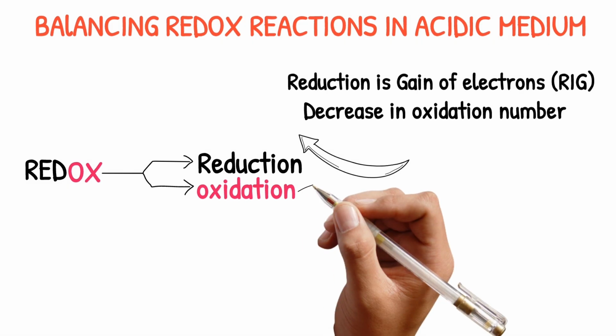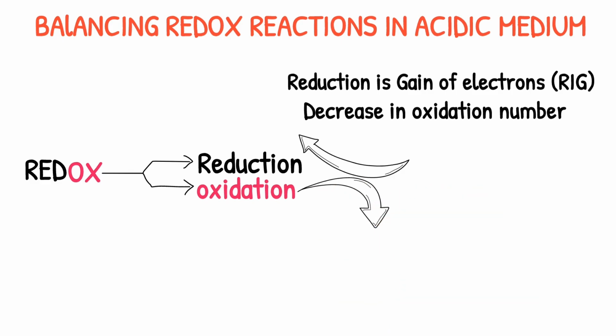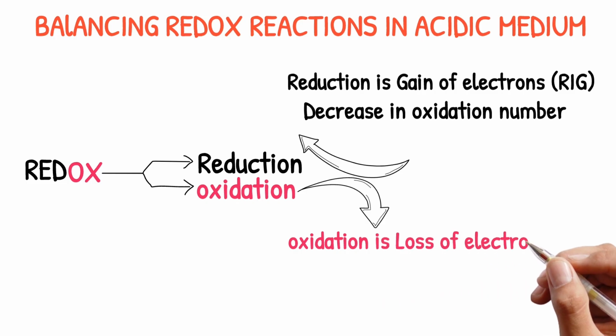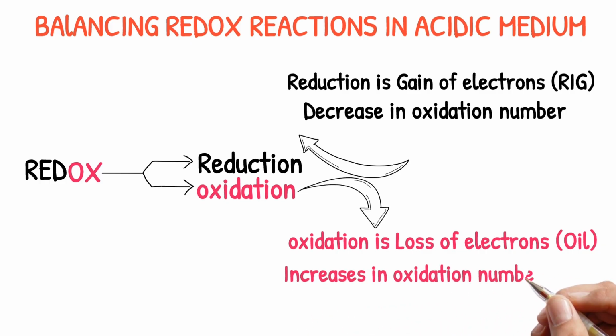Let's move to oxidation. If reduction is gain of electrons, therefore oxidation is the loss of electrons. And if reduction is decrease in oxidation number, therefore oxidation should be increase in oxidation number. And equally, to make it memorable, oil. Oil equals oxidation is loss of electrons.